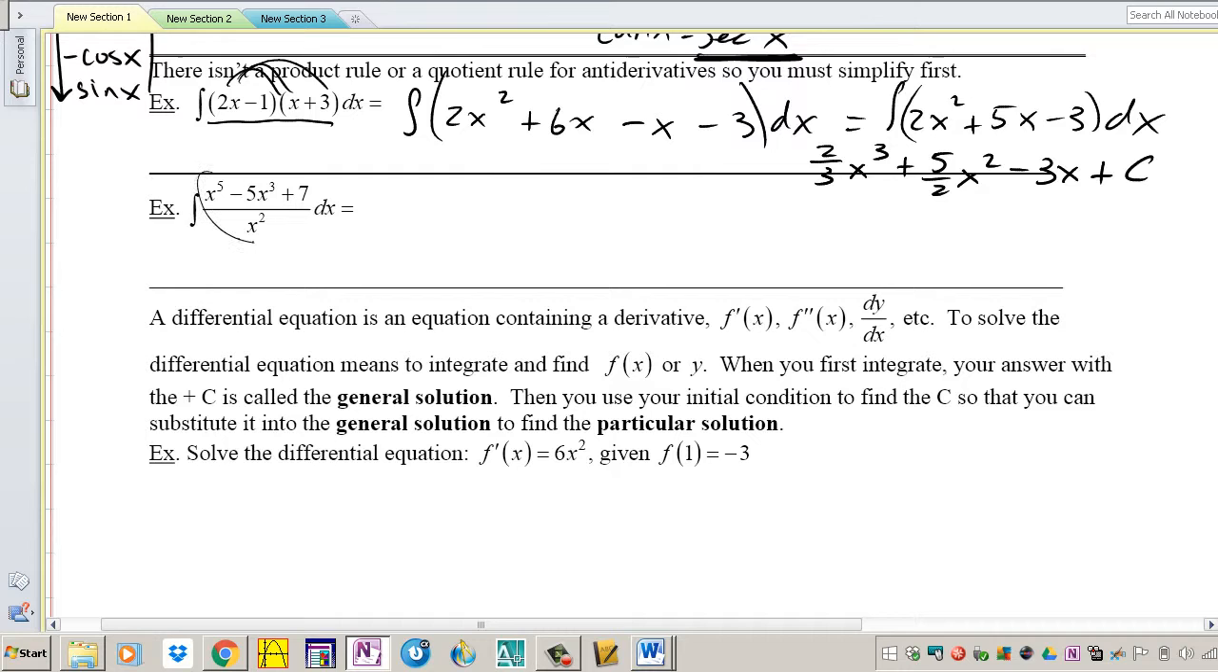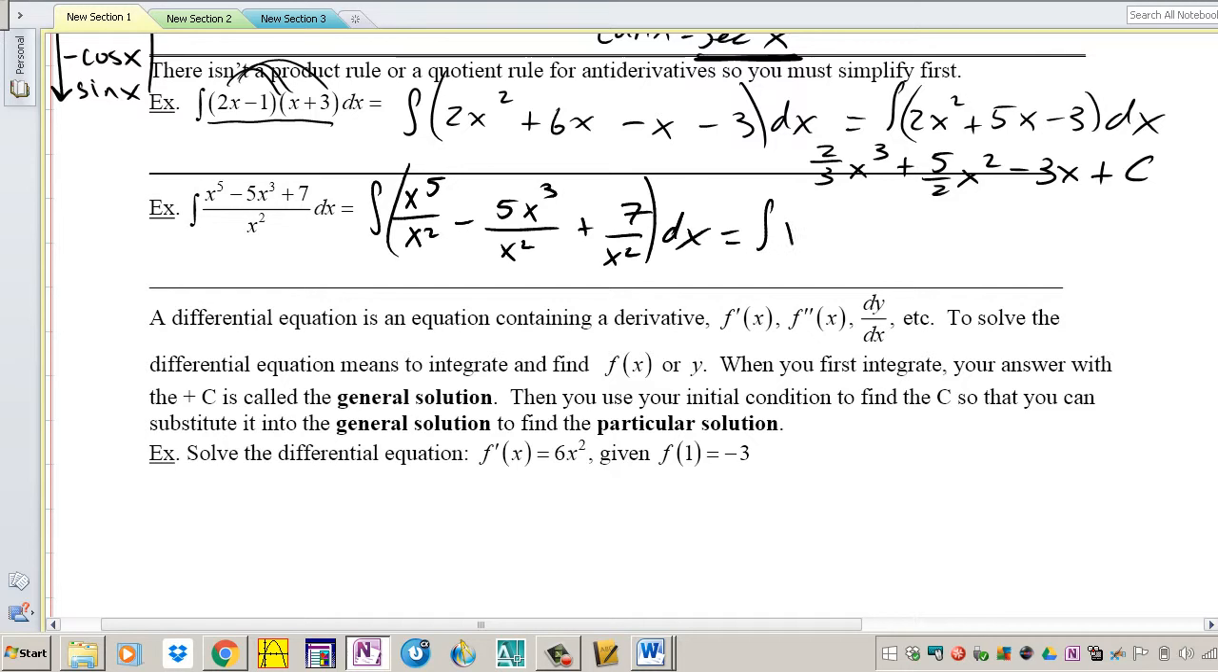In the next problem, like I said, there's no quotient rule, so what do you have to do? You have to divide every term by x squared. So let me do it separately, that way you guys know what I'm doing. x to the fifth divided by x squared minus x to the third divided by x squared plus 7 over x squared, and then dx. By the way, if you don't write dx, you may lose credit in the AP exam. What is x to the fifth over x squared? That is x to the third minus 5x plus 7 over x squared, which is the same thing as 7x to the negative second.